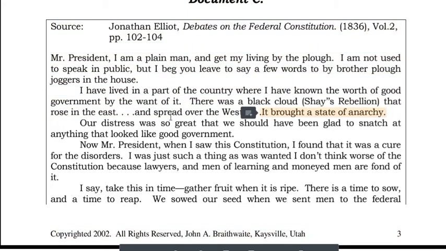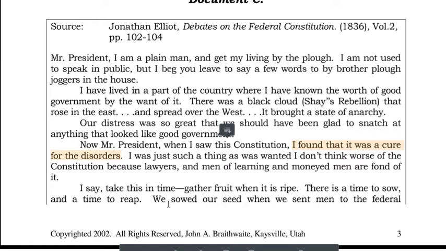Our distress was so great that we should have been glad to snatch at anything that looked like a good government. Okay, so we know that we needed a new government. Now, Mr. President, when I saw this Constitution, I found that it was a cure for the disorders. Okay, so I saw this Constitution. Okay, this Constitution is good. It will stop Shays' Rebellion. It was just such a thing as I wanted.